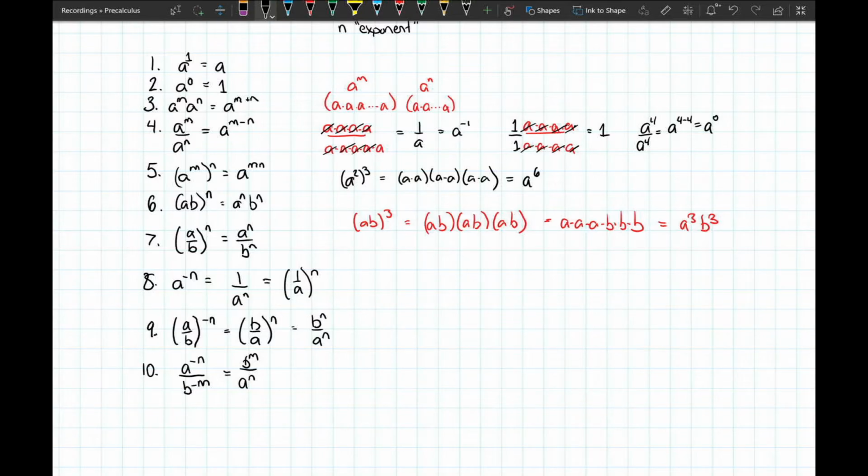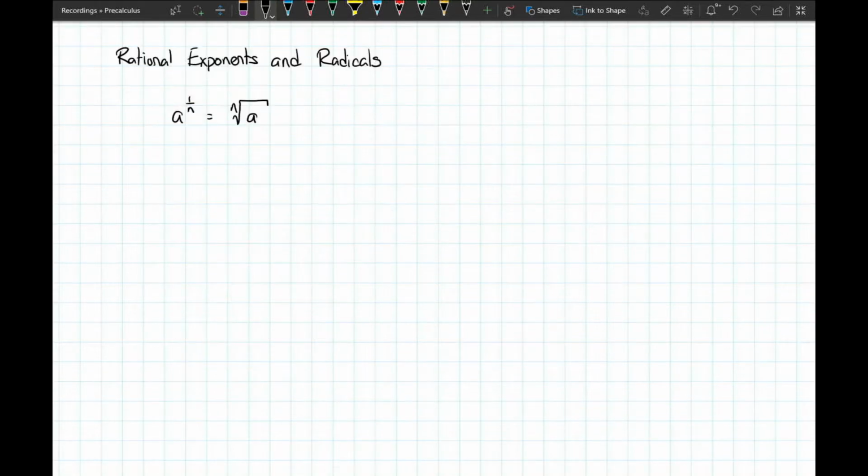Now, what about if the exponents are not integers? What if they are fractions? What if they are some sort of rational number? Then we have to interpret that a little bit differently, although the same properties apply. So let's take a look at those next. Okay, suppose we have a base a and it's raised to some power 1 over n, where n is not equal to 0. Then that is called the nth root of a.